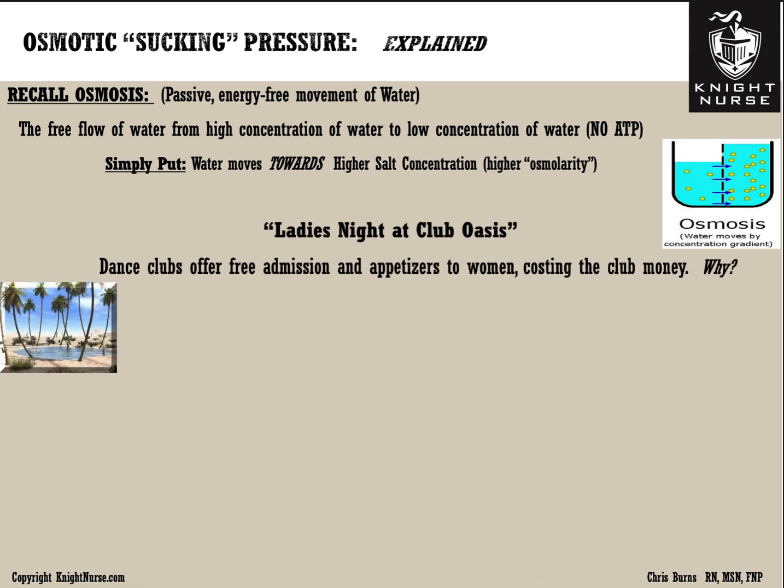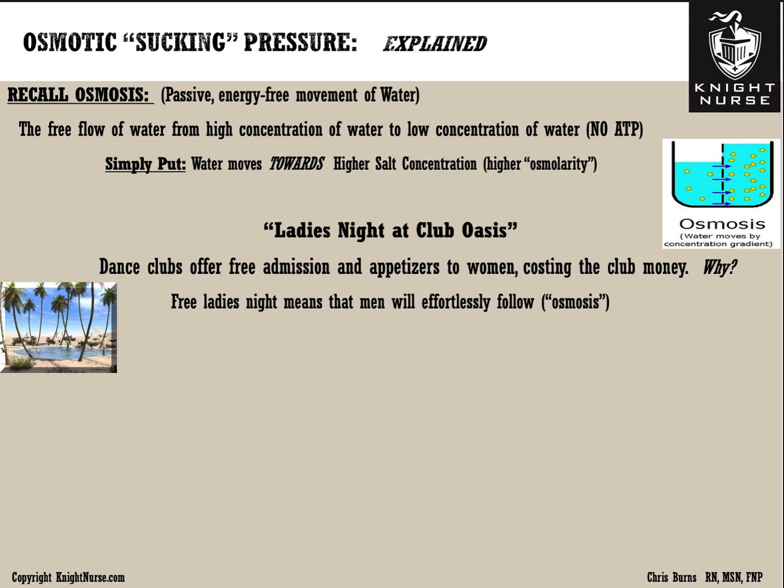So the way I put that is Ladies Night at Club Oasis, right? Dance clubs offer free admission and appetizers to women to their club. It's costing them money. They lost the admission fee and they lost the appetizer. Why in the world would they do that? They do that because they're spending energy to bring in the ladies, because free ladies night means that many overpaying men will probably come in effortlessly. Don't have to give them a coupon or anything.